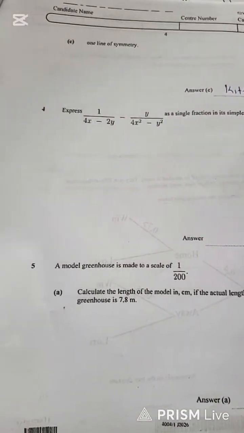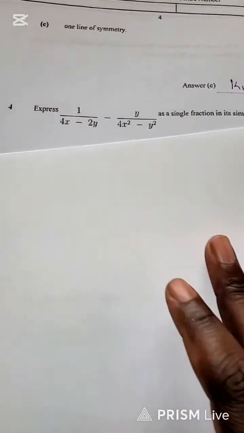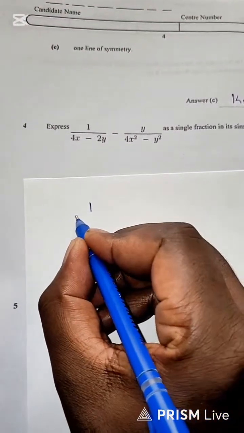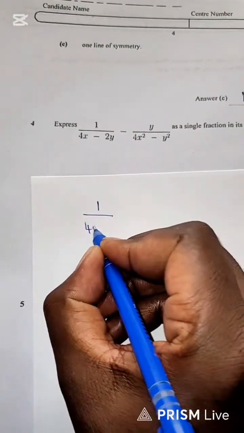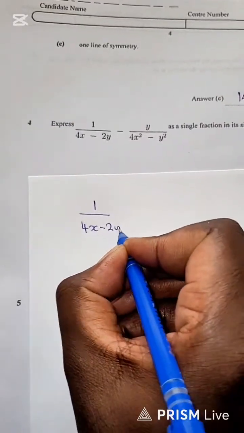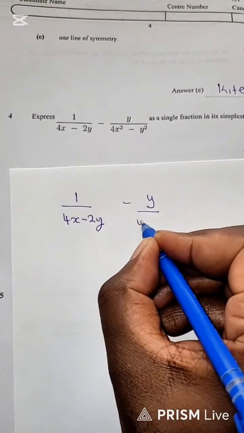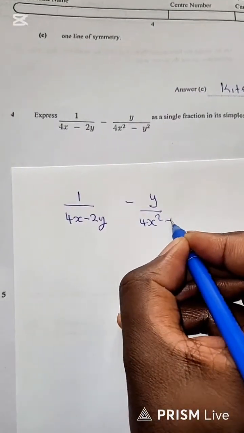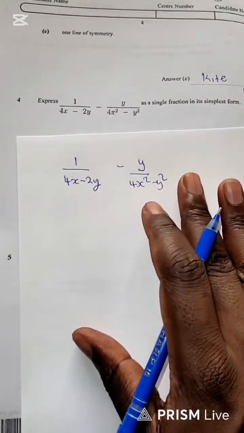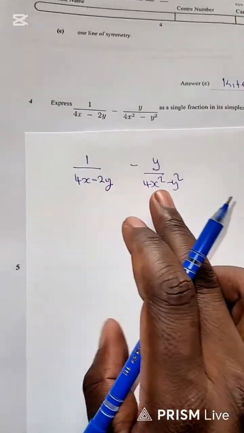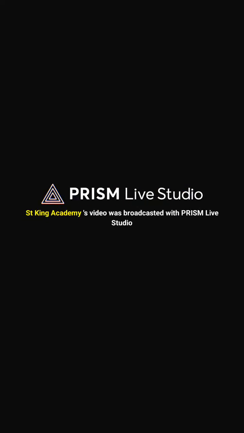Are we together? Right. Then our next question is express as a single fraction in its lowest term: 1 over 4x minus 2y, minus y over 4x squared minus y squared, as a fraction in its simplest form. So the first stage right here is to factorize these denominators.